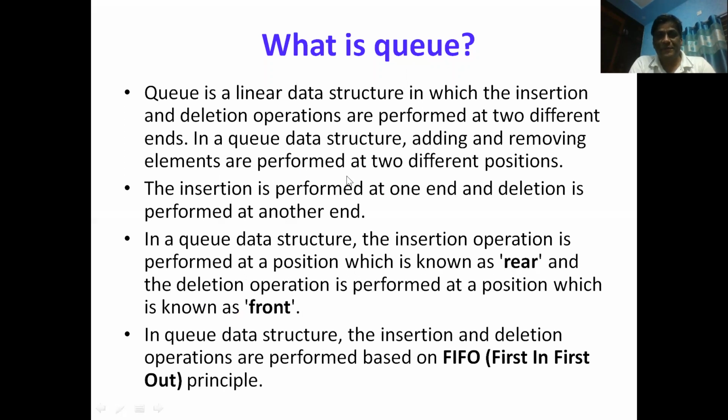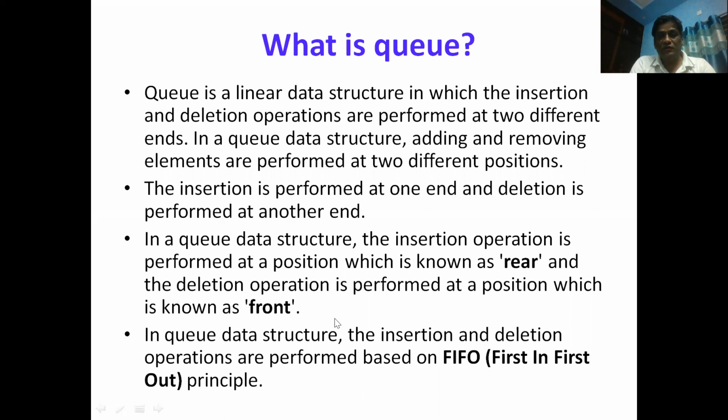The end from which insertions are performed is called the rear end, and the end from which deletion operations are performed is called the front end. So a queue has two ends. Remember these words: rear end and front end. A queue has a rear end for performing insertion operations and a front end for performing deletion operations.